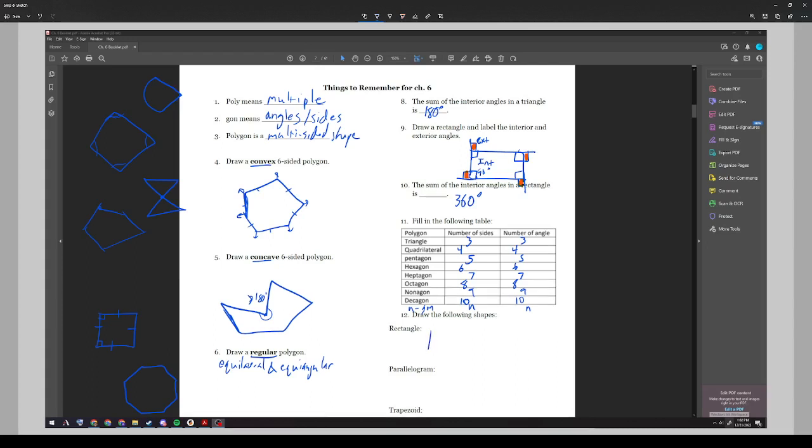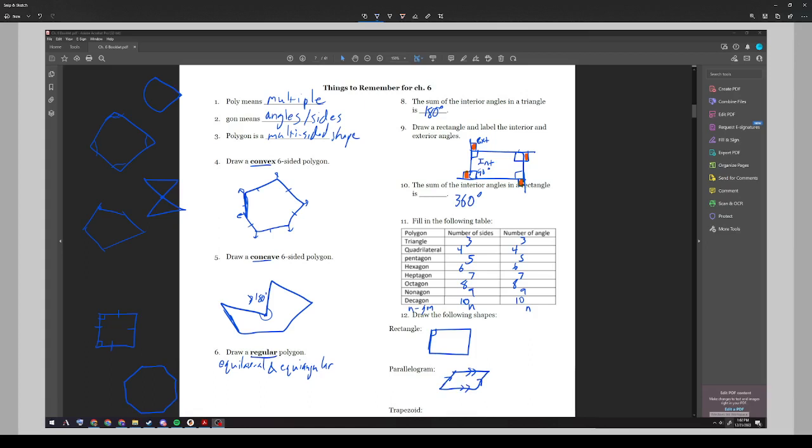A rectangle, we've already drawn up above, has 4 right angles. A parallelogram, well, technically the rectangle is a parallelogram, so I could just draw that again, but to differentiate it, let's draw a parallelogram that's not a rectangle. So this is a 4-sided shape that has 2 pairs of opposite parallel sides. So the key thing here is that's parallel to that, and that is parallel to that. So that's also true in a rectangle, but this one is a parallelogram, but not a rectangle.